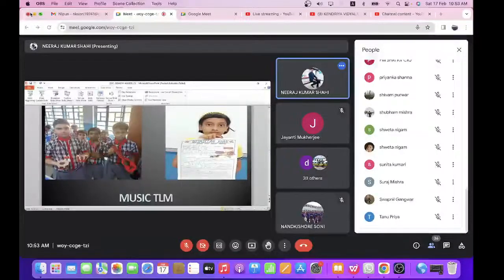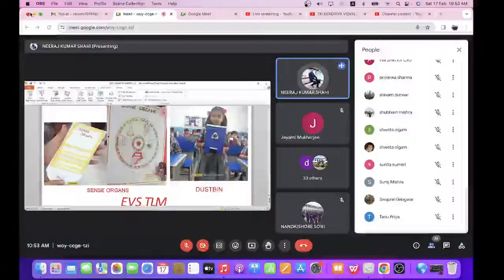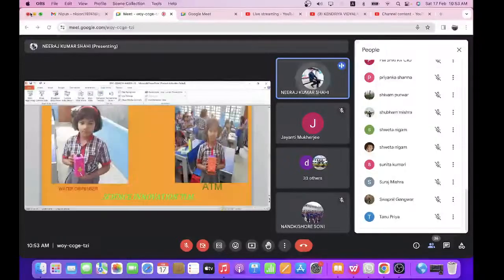This is from the EVS TLM on the senses. For the sense organs, students prepared some TLM, and on the right side you can see a dustbin made by one of the students of the Vidyalaya. For science and innovation TLM, a water dispenser was made by one of our students of the Vidyalaya. As I also told, for the ATM TLM, students made their own ideas and showed the TLM.